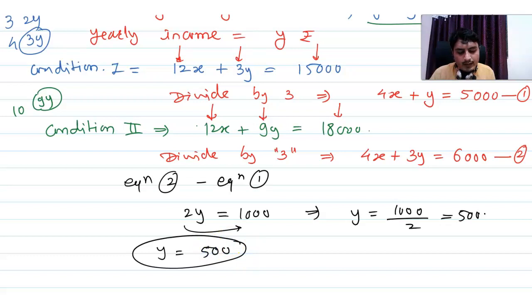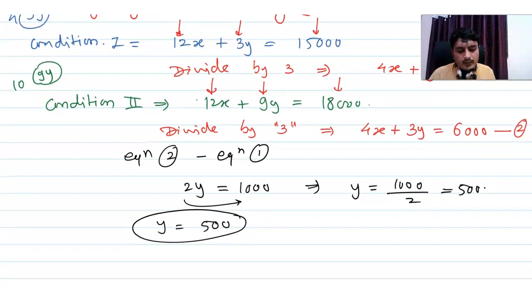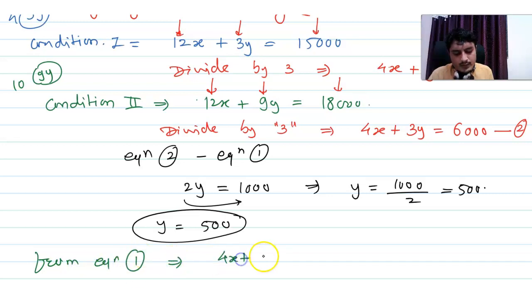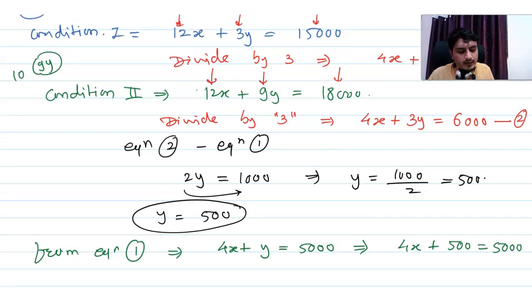Now to evaluate his monthly income, meaning the value of x, substitute the value of y in any one of equation 1 or 2. We are choosing equation 1 because in that equation y is free from coefficient. We have 4x plus y equals 5,000 as equation 1. In it we substitute y value 500, so 4x plus 500 is equal to 5,000.